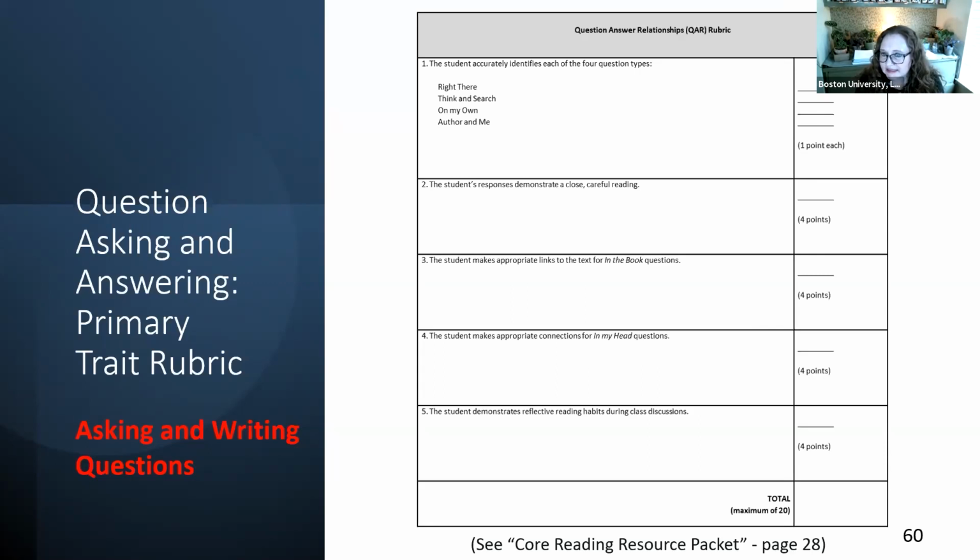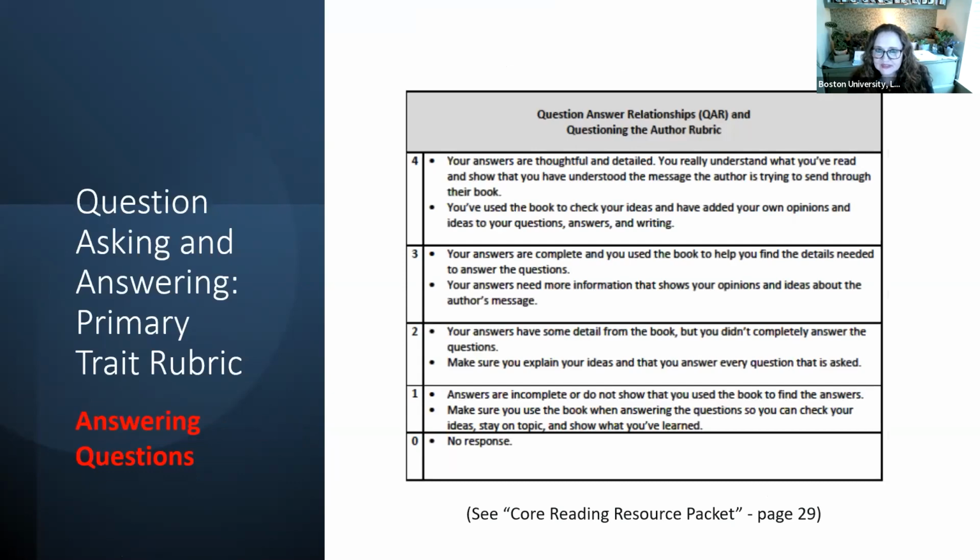The student makes appropriate links to the text for in the book questions. So that means that they are finding those answers in the text, right? The student makes appropriate connections for in my head questions. And then finally, the student demonstrates reflective reading habits during class discussions, your connection right here. So I wanted to show you that if you implement a strategy like QAR, you can observe question use and be able to document it.